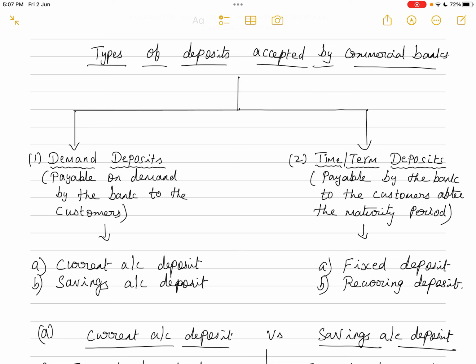So there are two types of demand deposits. One is the current account deposit and another one is the savings account deposit. Okay, and as far as the term deposits are concerned, one is the fixed deposit account and another one is the recurring deposit. First, let us check out the demand deposit, that is the current account deposit and the savings account deposit.